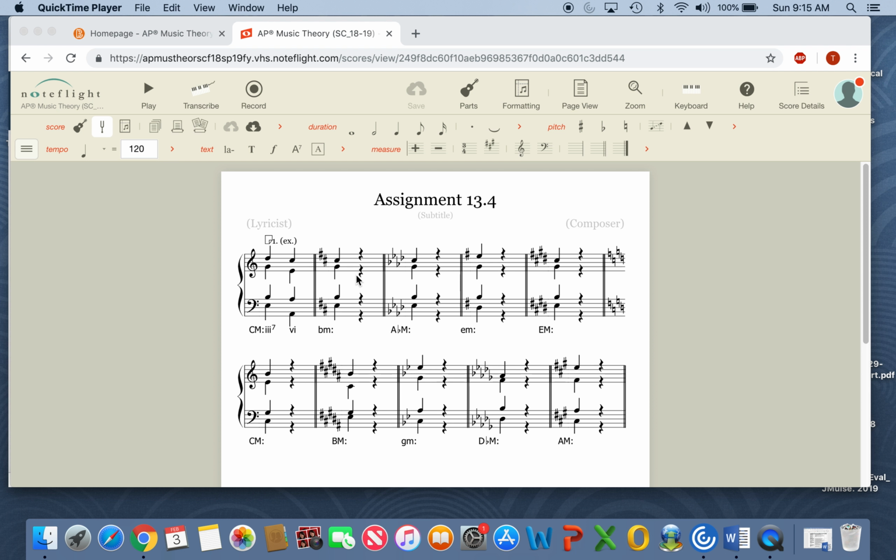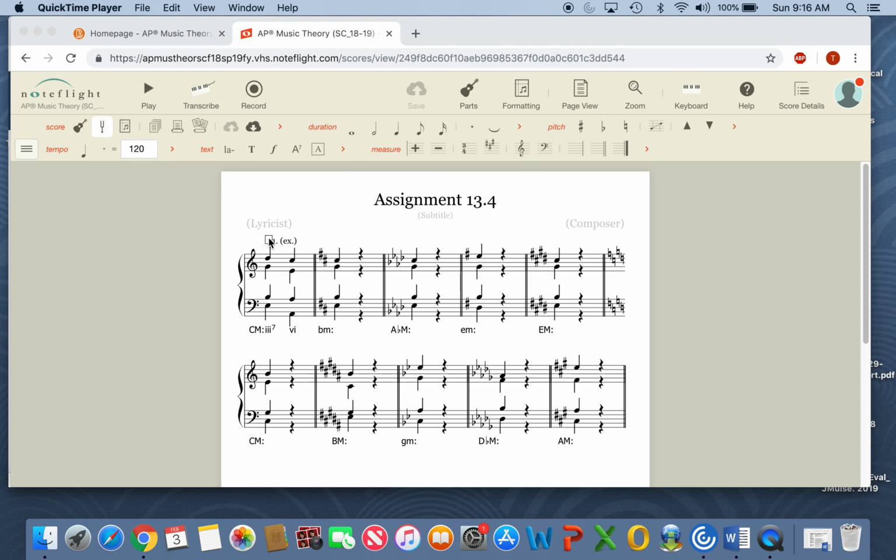I'm making a video lecture about the Noteflight assignments for week 20, I think. Is that where we're on? Okay, so I'm looking at 13.4. You can see that. I'm sorry if I say too much. I didn't practice this. I'm just going to do it.